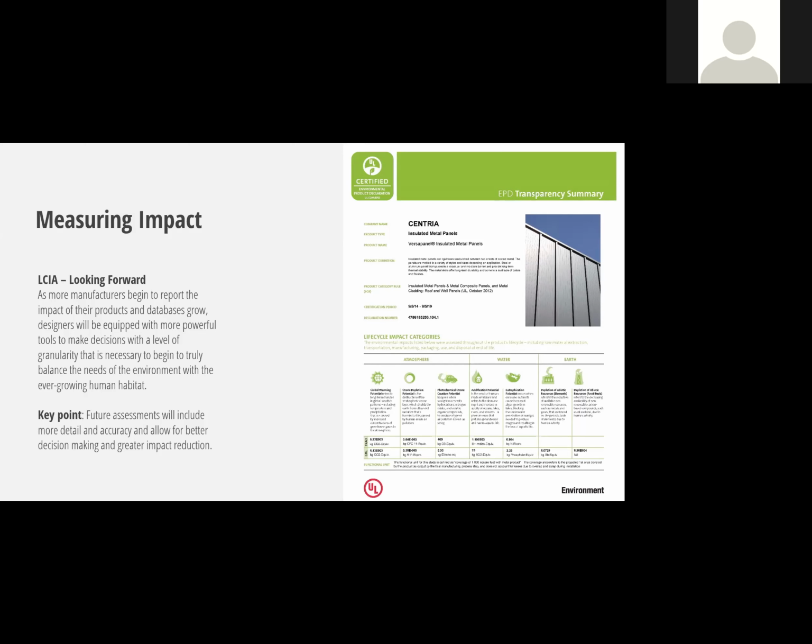And so what we can see here is even on the front page of an EPD, they have several impact categories where they're breaking things down by atmosphere, water, and what they call here earth, but a lot in this case is actually the usage of fossil fuels and how much not just energy was used, but energy from fossil fuels. And so what we start to get is a whole view of how materials impact their environment.